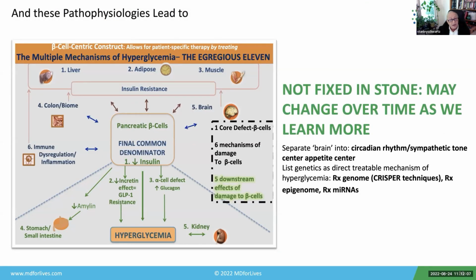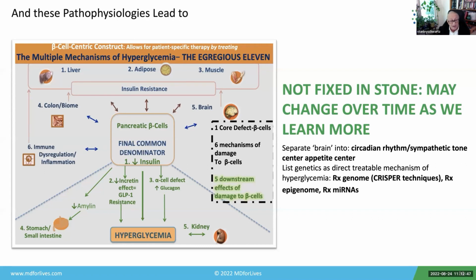And the pathophysiologies we had mentioned, genes, environment, insulin resistance, inflammation, result in multiple mechanisms of hyperglycemia. I went further than our friend Ralph DeFronzo's ominous octet, and I created the egregious 11. You have the one core defect, which is the beta cell. Never forget that. But you have 6 mechanisms of damage to the beta cell. It's resistance, liver, adipose tissue, muscle. You have the colon biome. You have the brain, and you have immune dysregulation, inflammation.